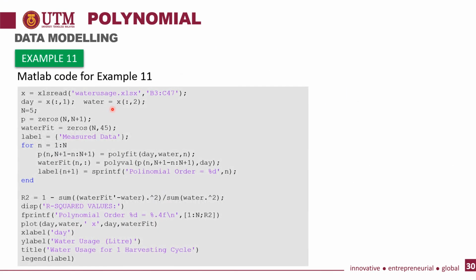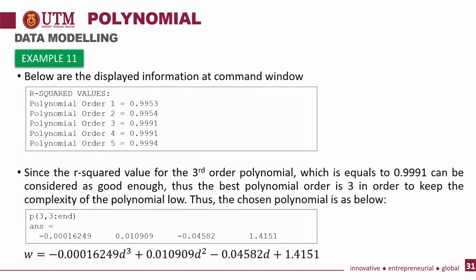In this code, first this loop is used to find the polynomial expression for 5 different degrees. Then we evaluate the data. After that, r2 here is used to find the accuracy of the equation that you get. So this is your output. For order 1, the accuracy is 0.9953. For polynomial order 2, the accuracy is 0.9954. And for polynomial order 5, the accuracy is 0.9994. It is so accurate for polynomial order 5.